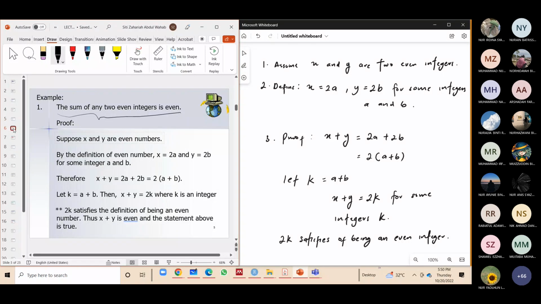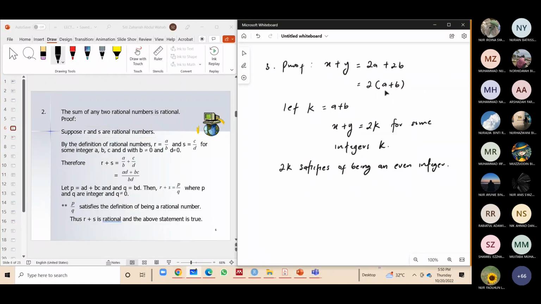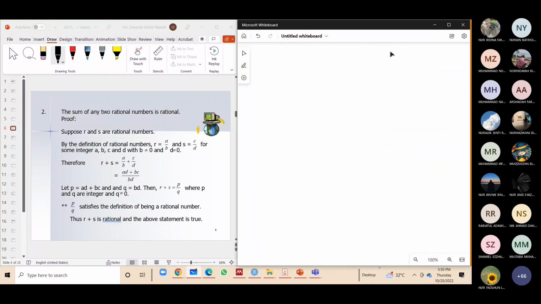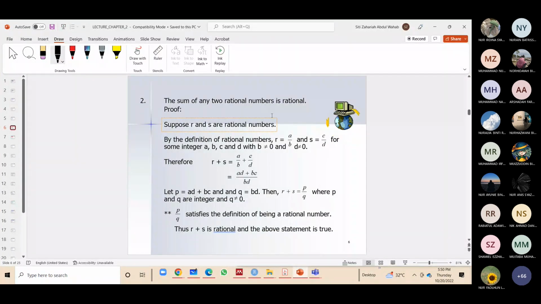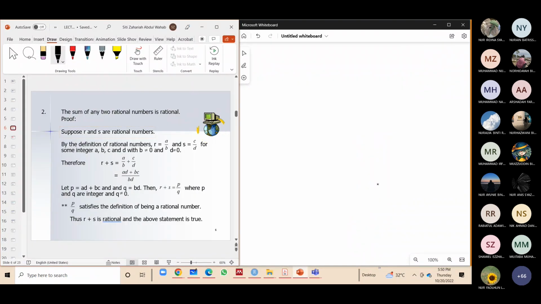So we move to the next example. Okay, look at this example. The sum of any two rational numbers is rational. What is a rational number? A rational number is a fraction number. Again, the sum of any two rational numbers is rational. So now we have to assume two rational numbers.